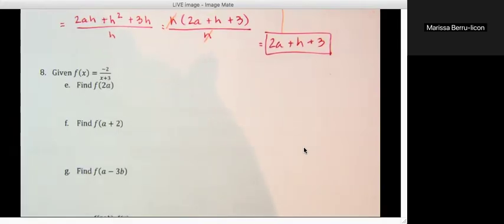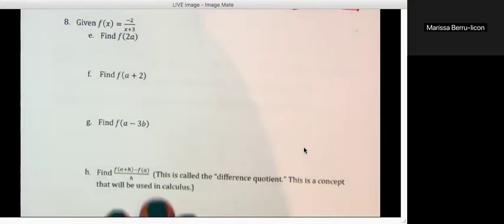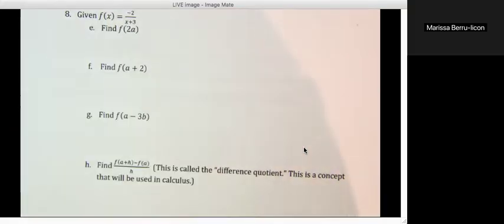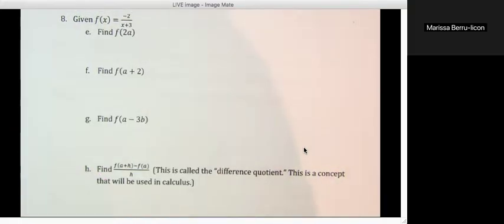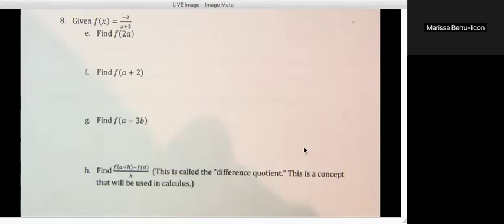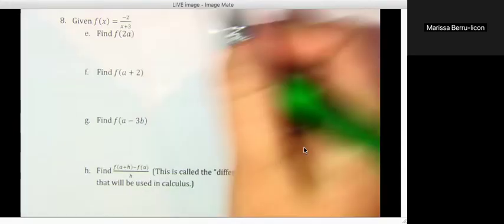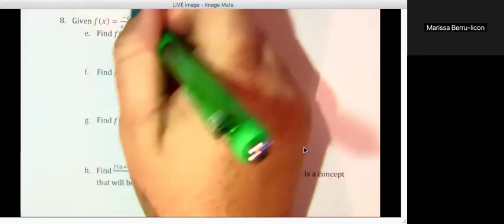All right, we have another example here, and we're looking at now f of x equals negative 2 over x plus 3. Now, evaluating these first couple are actually going to be quite a bit easier than the quadratic function we just went through, but the difference quotient will be a little bit more work. So the first couple will fly through pretty quickly here.